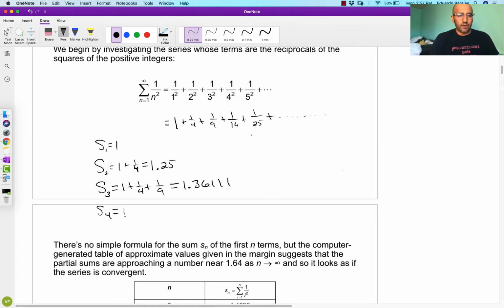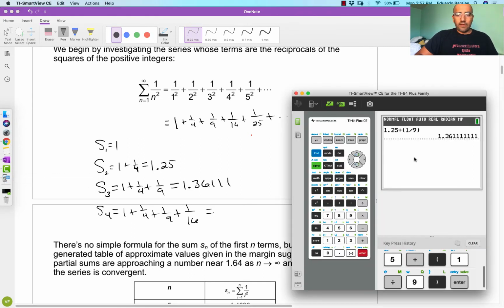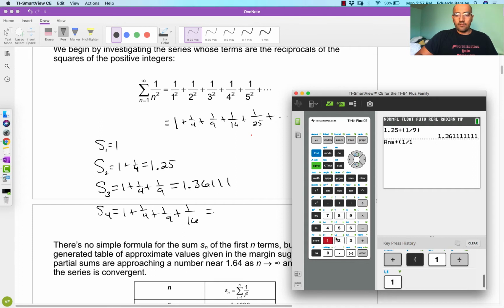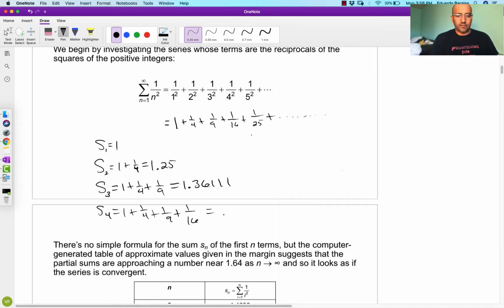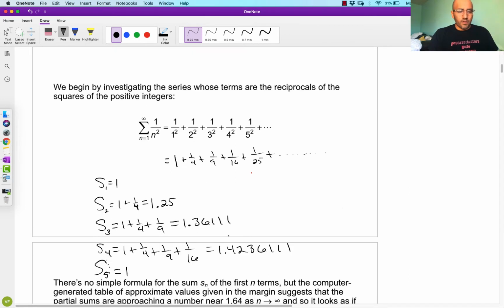Okay. S sub 4. Well, that's going to be 1 plus 1/4 plus 1/9 plus 1 over 16. And again, I'm just going to use technology. So that was really the previous one, the 1.3611. And then we add to it the previous result plus 1 divided by 16. Should get us to the next one, which is 1.4236, 1.4236111.